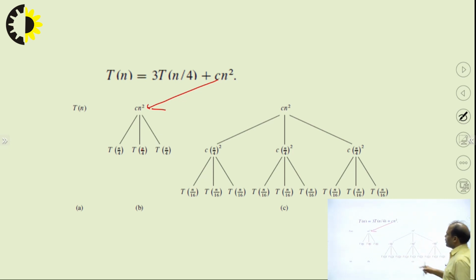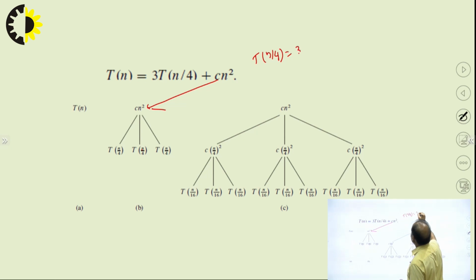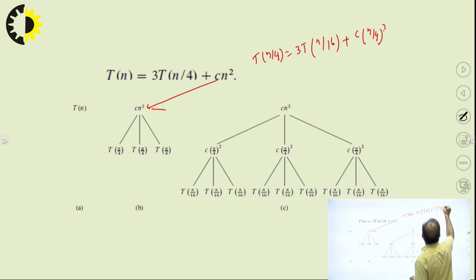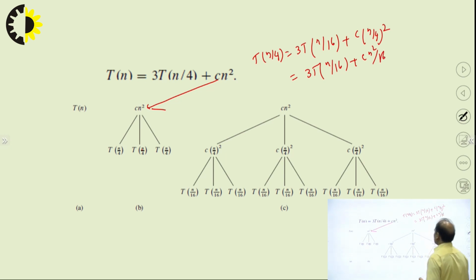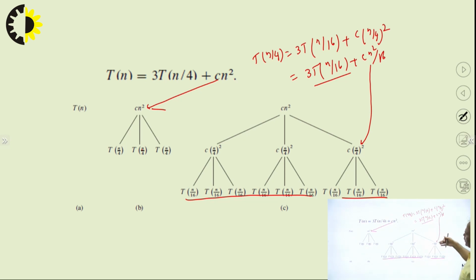Again, if we start expanding T(n by 4), it will be 3T(n by 16) plus C(n by 4) square, that is Cn square by 16. So again this will be here, C(n by 4) square and all this, and T(n by 16) is sitting over here. Ultimately this is going to be reduced up to T(1).